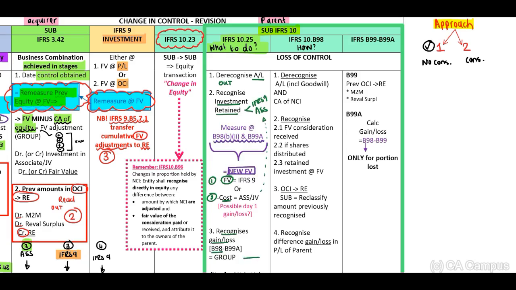Therefore, IFRS 10 B98 indicates to us how to calculate the gain or loss. Okay, now look at the IFRS 10 B98 column for me, please. The how to calculate. We will have to derecognize, therefore take out from a group perspective our assets and liabilities. This will include your goodwill and take out the carrying amount of your NCI.